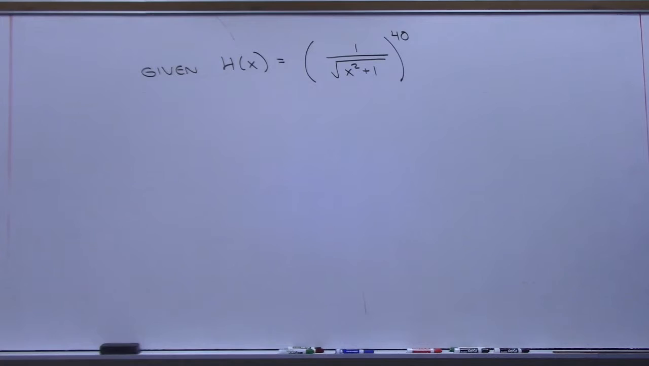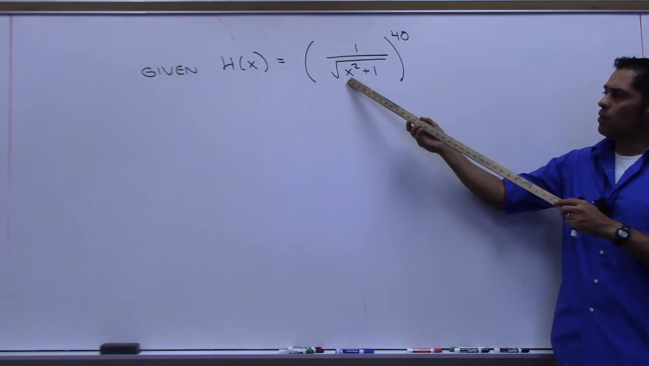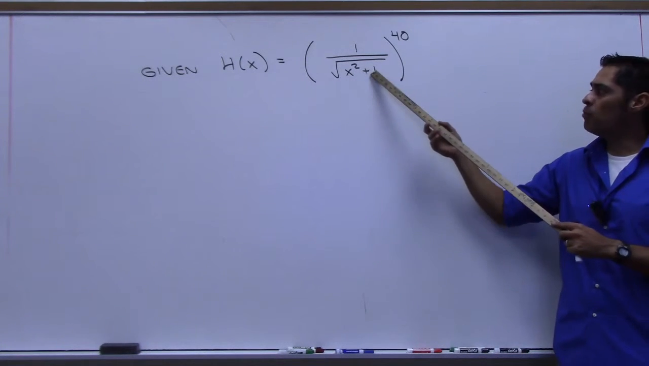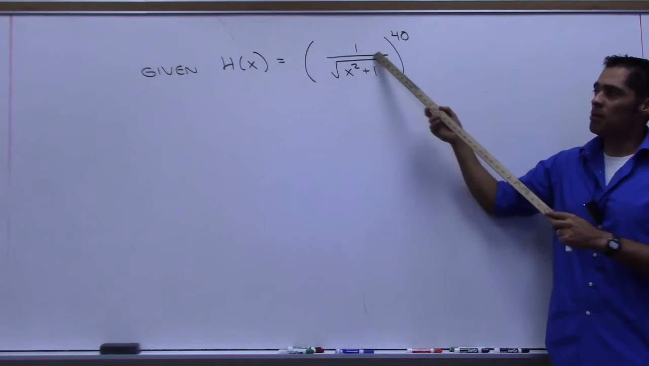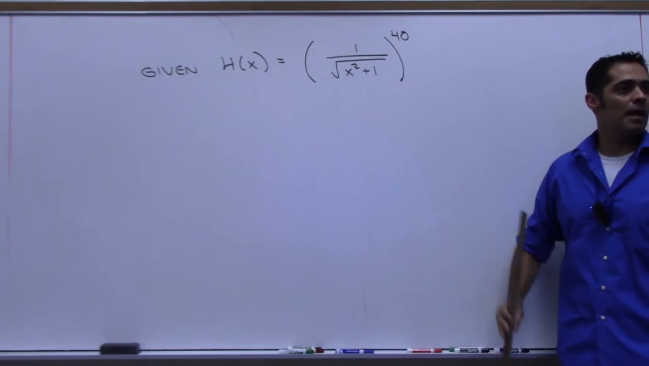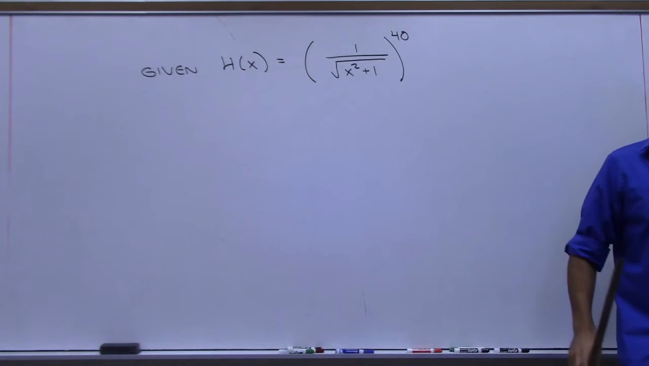The way I like to look at the onion part is you start by acting like you're a value of x. Plug in a value of x. Order of operations would be we'd square it first, and then we would add 1. Then we take the square root. Then we'd divide that into 1, and then we'd raise it to the 40th power. So now let's work backwards. What's the last thing that happens?